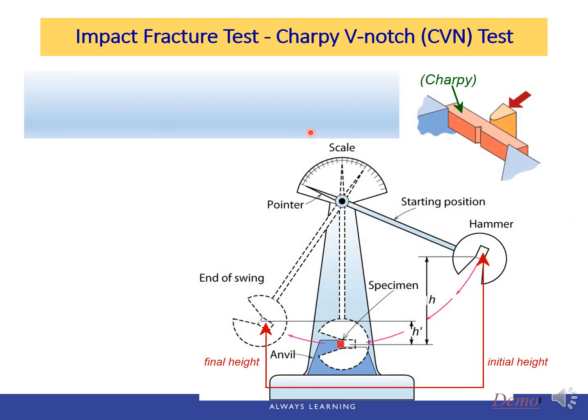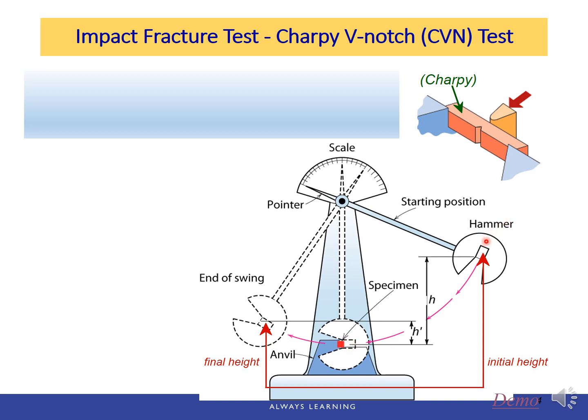This is the Charpy V-notch test setting and test specimen. The specimen is in the shape of a bar and has a square cross-sectional area. A V-notch is machined in the middle of the specimen like this. The load is applied as an impact blow from a weighted pendulum hammer released from a fixed position, at a height of h. The specimen is positioned at the base.